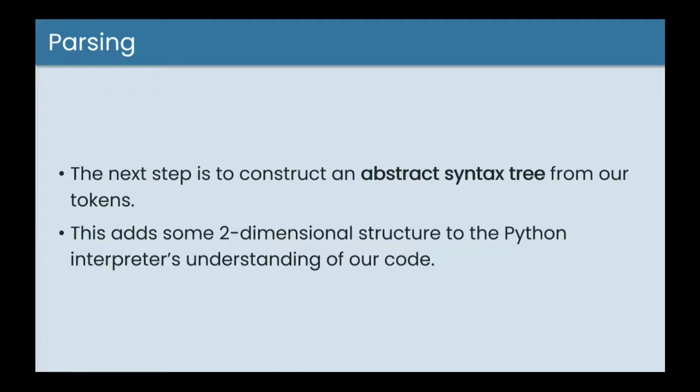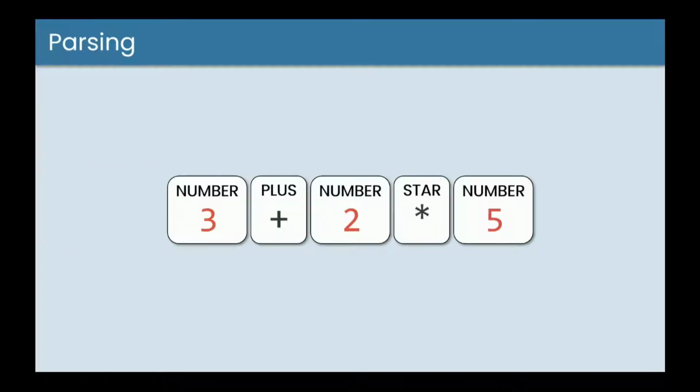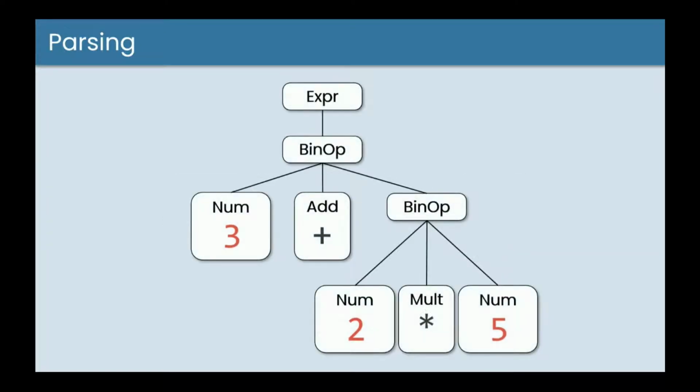Once we've tokenized, we can parse our code, which constructs an abstract syntax tree for it. This adds a bit of two-dimensional structure to how Python actually understands this code. So let's take a simpler string of tokens this time. This is just doing 3 plus 2 times 5. Now, we all know that multiplication happens first. 2 times 5 should happen before the 3 plus. But the tokenized representation of the code doesn't actually tell us that. It's just a flat list of tokens. Parsing will take this and put it into a nice tree that we can work with.